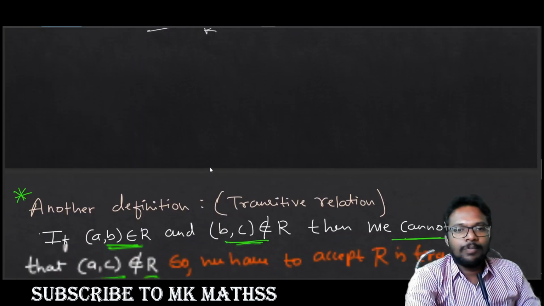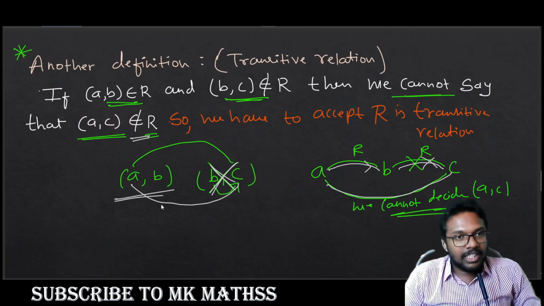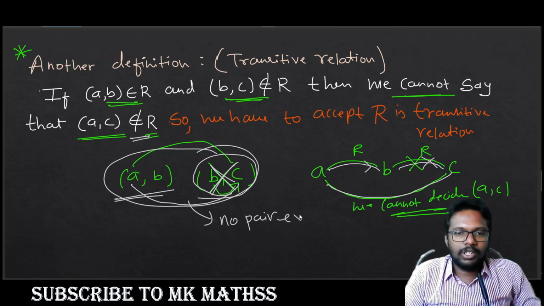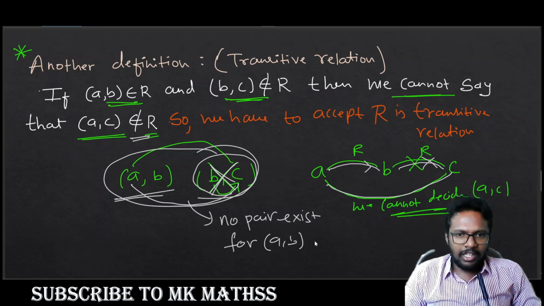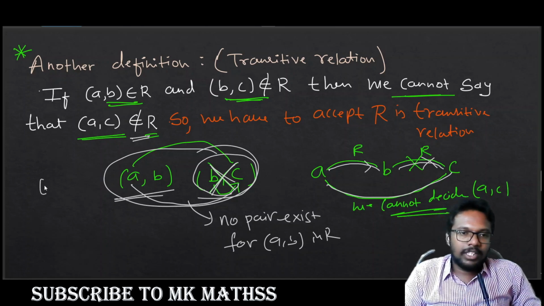But the confusing part is, if the ordered pair (a, b) exists in R, a is related to b, and b is not related to c, it means there is no pair existing for (b, c) in R. Means (a, b) is there, but (b, c) does not exist in R. If there is no pair, we can't decide about (a, c).